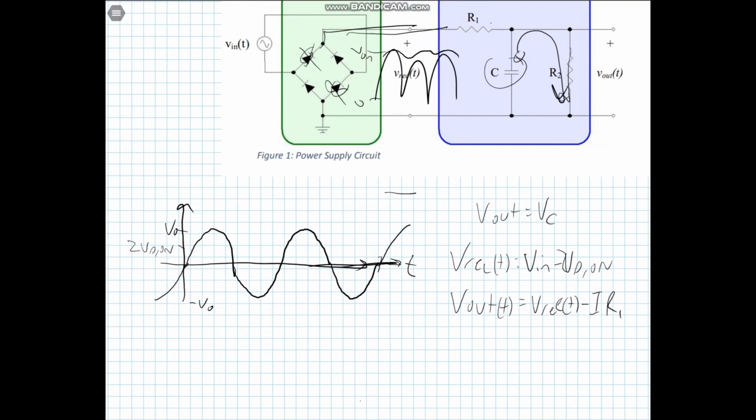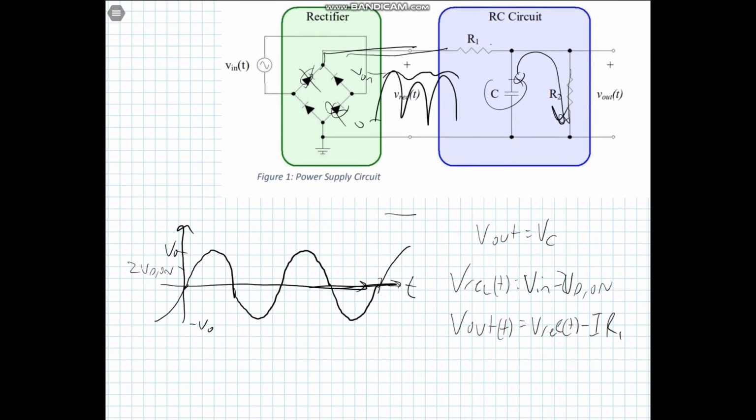I already have some Kirchhoff voltage law loop equations written down here. We have V out equals VC. On this side we have the V rectifier equals V in minus 2 VD on. We'll talk about that again. And then V out equals V rec minus IR1. And so let's try and draw the output here. So again, V rec rectifies whenever 2 VD on, the in value, is met. That goes here. So that comes on and it's rectified.